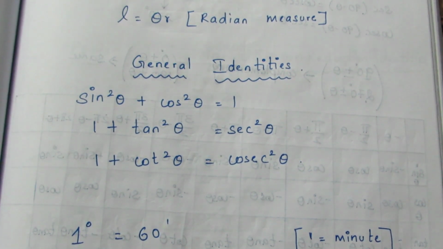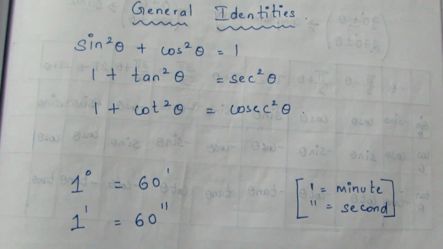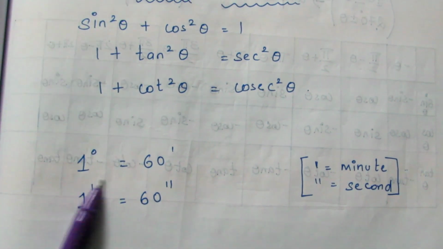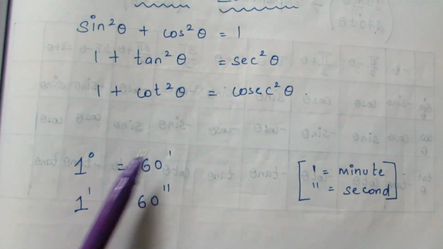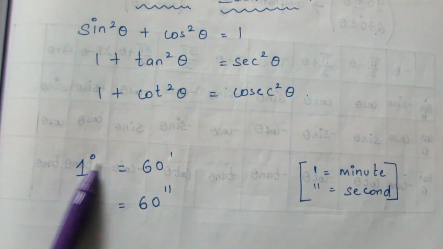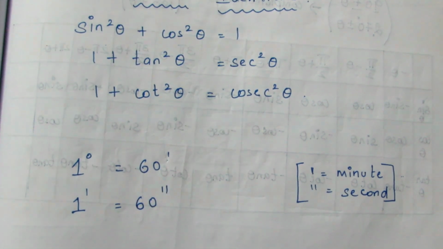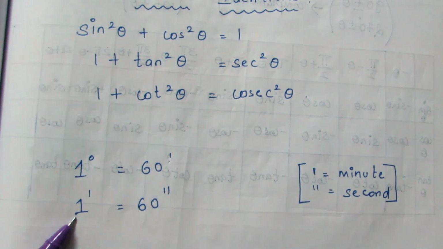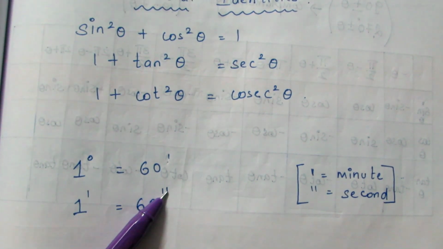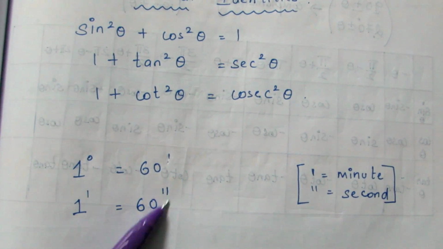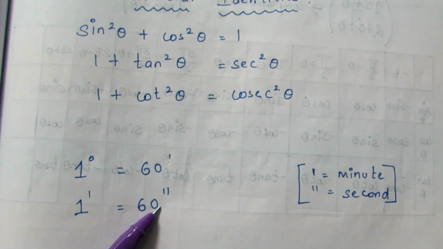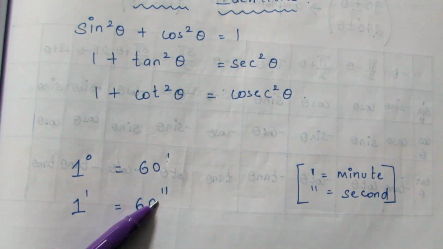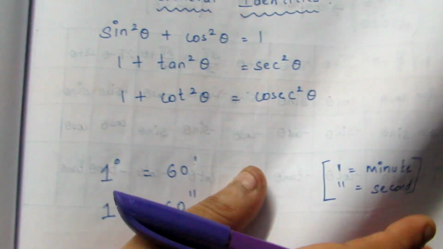Now, one small piece of information: 1 degree equal to 60 minutes. The minute symbol is one small slash, unlike the degree symbol, which is one small zero. 1 minute equal to 60 seconds, this we know from the clock. For seconds it is a double dash. So remember, this is the symbol for a minute and for a second.